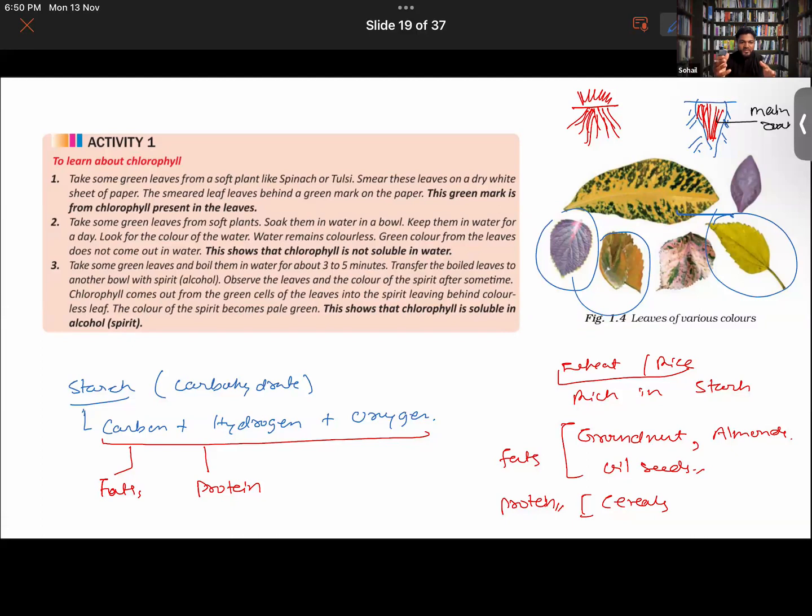Now take some green leaves from soft plants, soak them in water in a bowl. हमने तीन एक्टिविटी के जरिए यहाँ पे देखना है. Why these three activities? We will get to see how we see the presence of chlorophyll in the leaves.